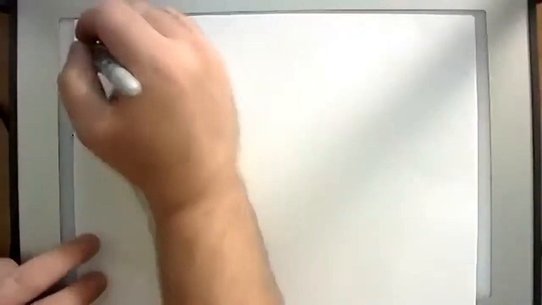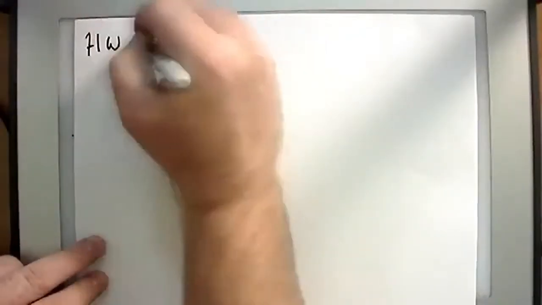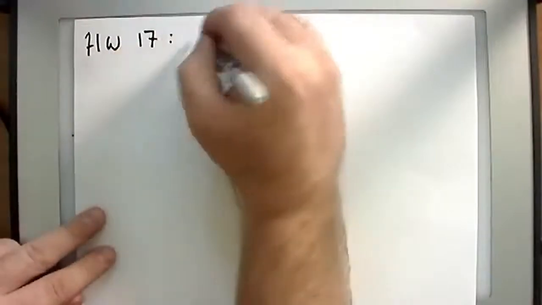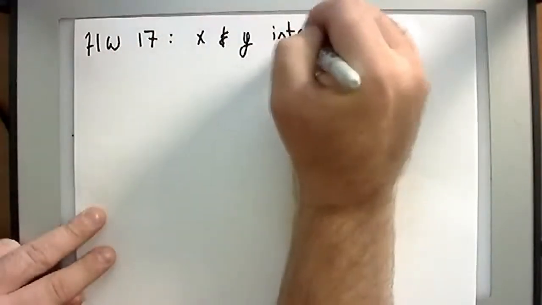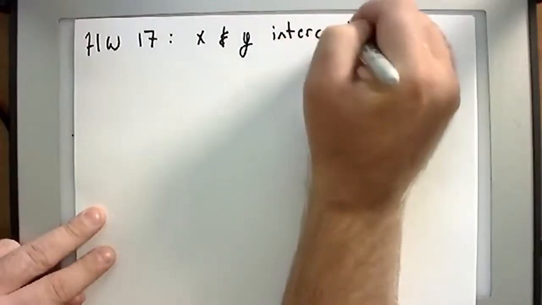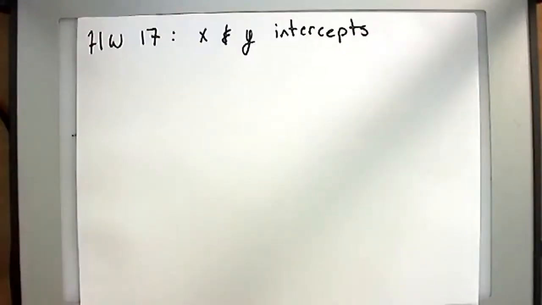All right, guys, this is going to be for homework 17. This is going to cover the concept of X and Y intercepts. You already know what a Y-intercept is. We're just going to talk about X-intercepts, how you can use both of those to graph, okay?